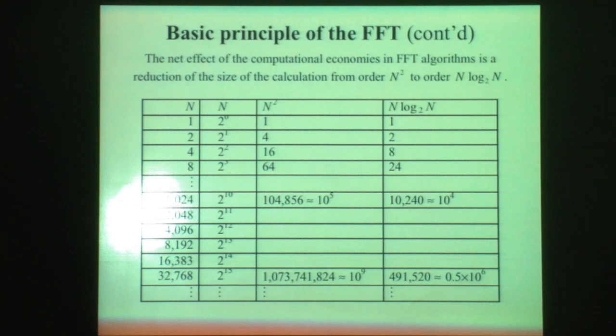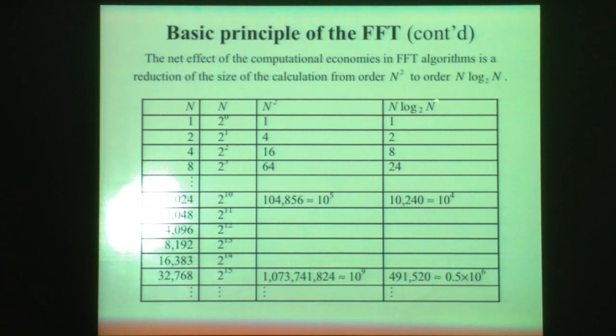So here's a look at the kinds of savings. We're tabulating numbers of grid points, and if we list them as powers of 2, from 2 to the 0, 2 to the 1, and so on, down here to 2 to the 15th, then the squares of those numbers are these. By the time you square 2 to the 15th, you get this very big number, on the order of 1 billion.